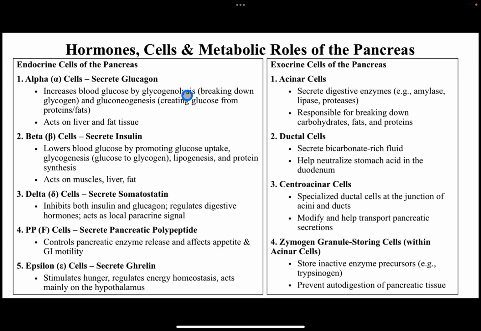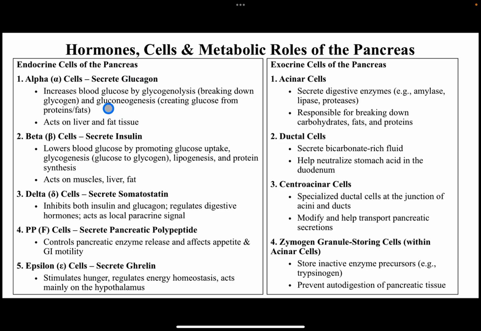Glycogenolysis. Meaning breaking down stored glucose back into what? Breaking down glycogen back into glucose. Okay, so you know glucose is usually stored in the liver in the form of glycogen. So when glucagon is being produced, it will go and act on the liver so that the liver converts the stored glucose, which is the glycogen, back into glucose. That process is what we call glycogenolysis.